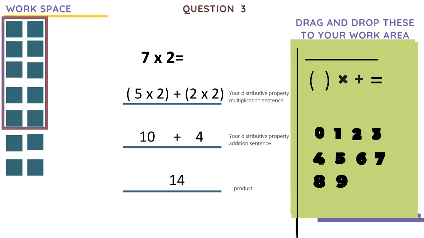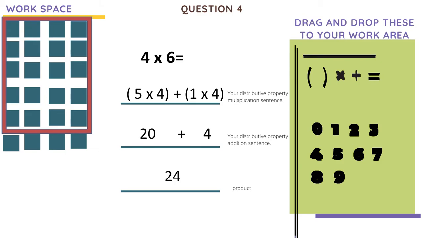Now, one thing to remember as we continue to go through this slideshow is the most important thing about the distributive property. You can only break up one of the numbers. You can either break up the 7 or you can break up the 2. You cannot whatsoever break up both numbers. Here we broke up the 7, so we have our 5 here and we have our 2 here. This 2 remains the same in both problems. So remember the distributive property. You can only break up one of the numbers.